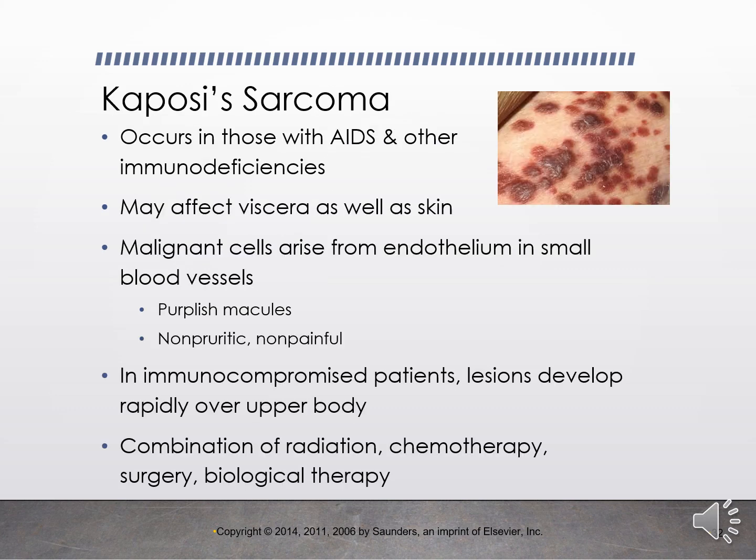And last, we have Kaposi sarcoma. It's associated with AIDS and other immunodeficiencies. It can affect the viscera, which are the internal organs, as well as the skin. The malignant cells come from the endothelium in small blood vessels, and you'll see purplish macules that are not itchy or painful. In immunocompromised patients, the lesions develop quicker over the upper body. So we treat this with a combination of chemo, radiation, surgery, and biologic therapy. And that is it for our chapter on skin.